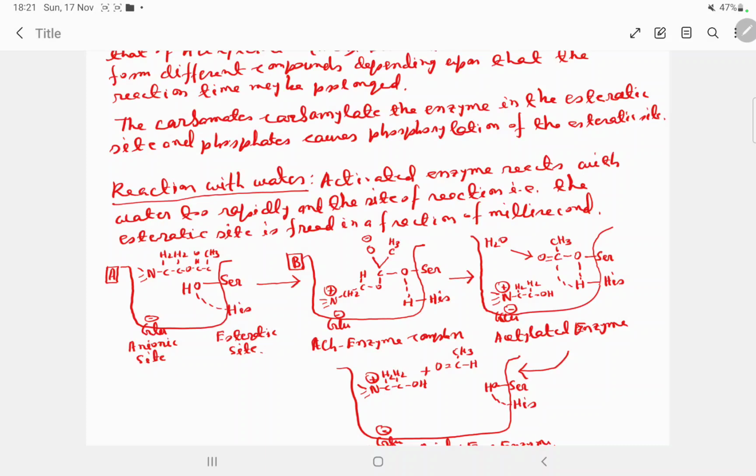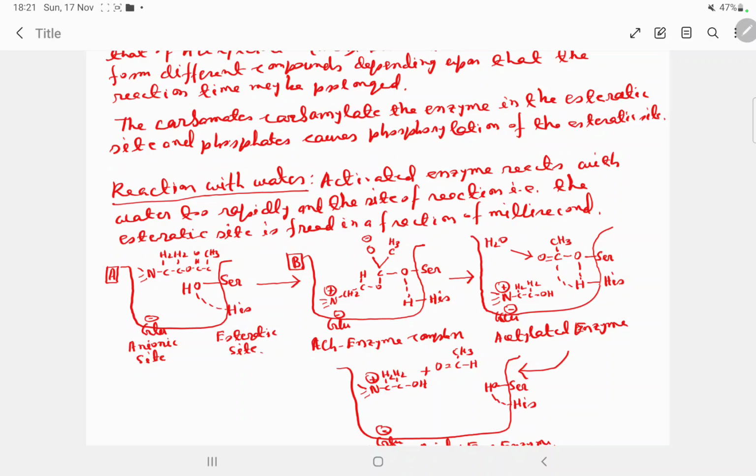First of all, we will discuss the reaction with water, how it reacts with the water. So the activated enzyme reacts with water extremely rapidly, and the site of reaction, that is the esteratic site, is freed in a fraction of a millisecond.